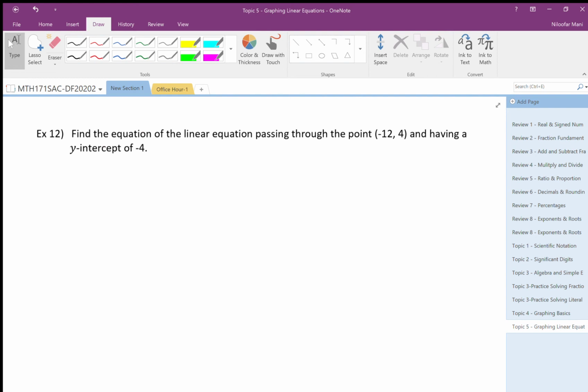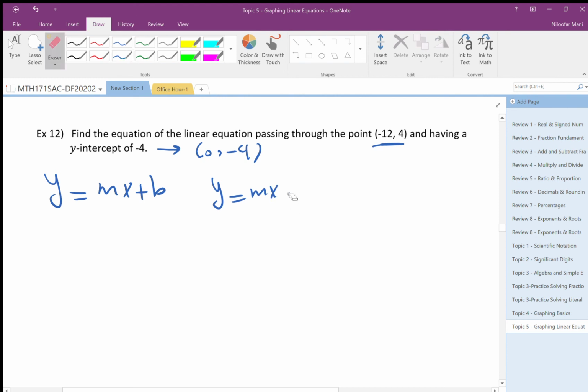Find the equation of the linear equation passing through the points and having this y-intercept. So at the beginning I say what do I need? y equals mx plus b. This is what I need. Do I have a slope? No. Do I have 1 point? Yes. I have 2 points, but how do I notice it here? One of the points is the y-intercept, which is (0, -4). Oh, perfect. I have b. So it is y equals mx minus 4.